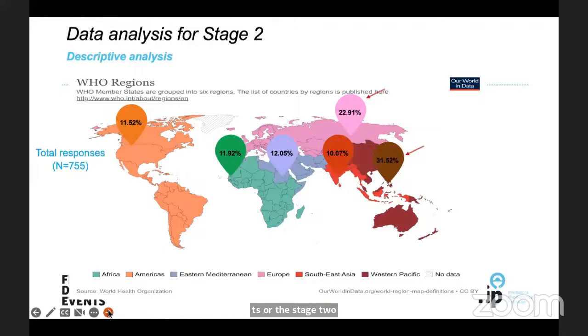Okay, moving on to the descriptive analysis for stage 2, which is the online questionnaire. A total of 755 participants responded to the 21 online questionnaires from different practice areas and the 6 WHO regions. As we can see here on the slide, the Western Pacific and European regions were the regions with the highest response rate, with 31 and 23% respectively. And the responses from the other 4 regions were nearly evenly distributed.